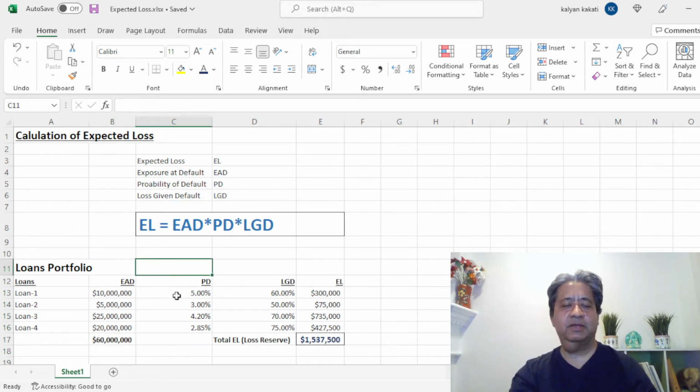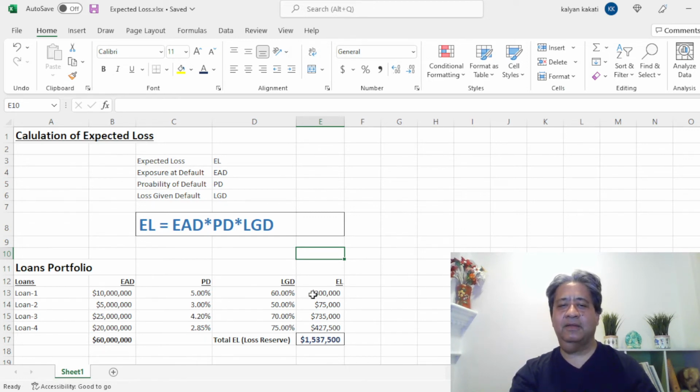And each of these loans has a different probability of default. The first one has a 5% probability of default, the second one is 3%, the third one is 4.2%, and the last one is 2.85%. Then let's define loss given default for each of these loans. The loss for the first loan is 60% in case of a default, 50% for loan 2, 70% for loan 3, and 75% on the fourth loan. So there are different amounts of riskiness.